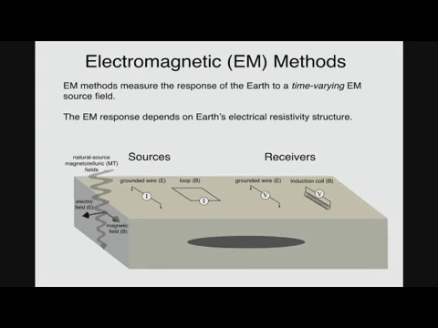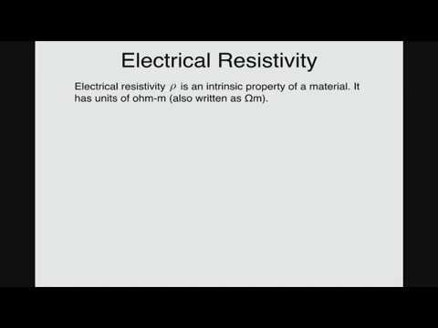A magnetometer measures the time varying part of the magnetic field, so it's completely insensitive to the static magnetic field. And so that's sort of an overview of what the geophysical approach looks like.